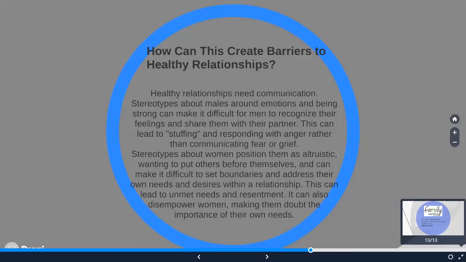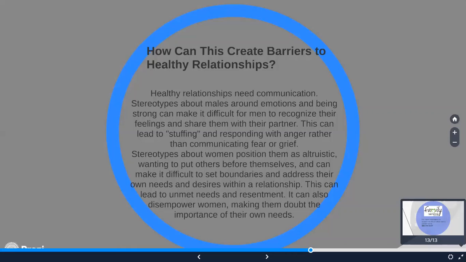One is that healthy relationships need communication, right? And stereotypes about males around being cut off from their emotions and having to be strong can sometimes make it difficult for men to recognize their feelings and then to be vulnerable and open to share those with a partner. And sometimes this leads to stuffing and responding with anger rather than with open communication.